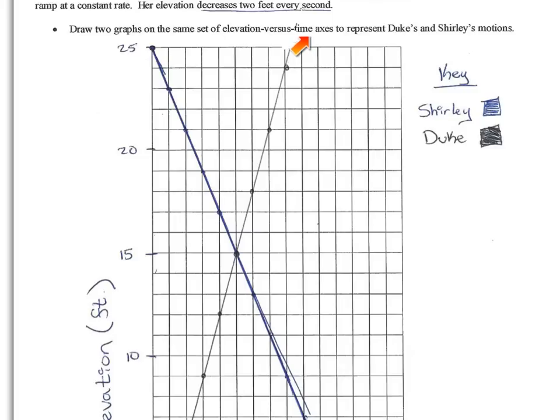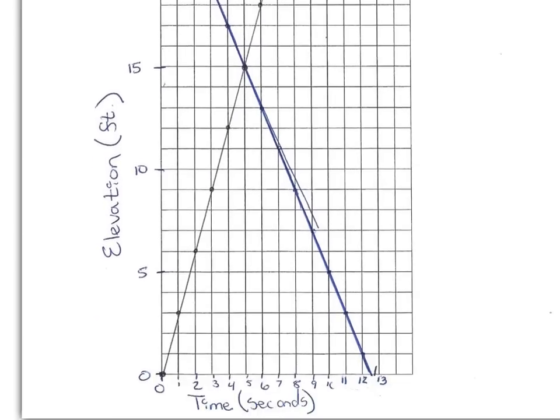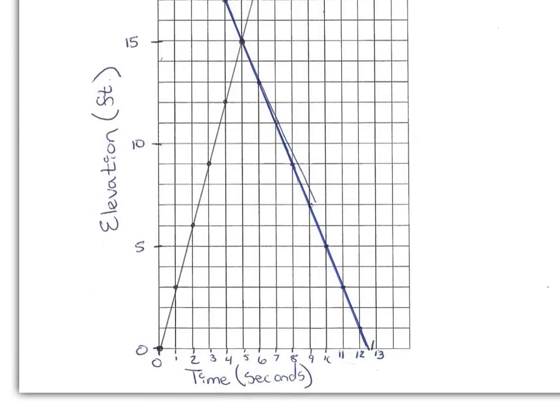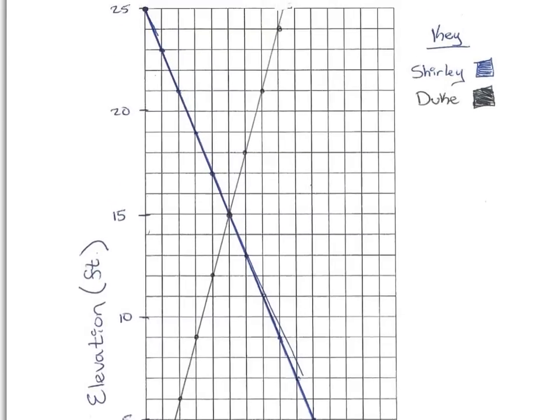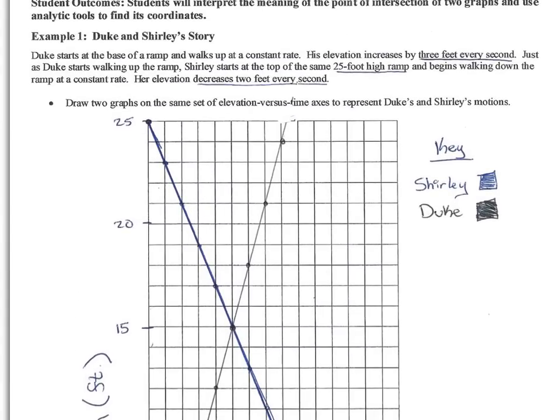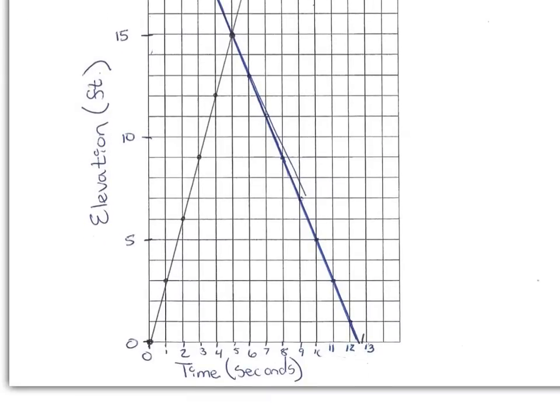Time is called our independent variable. It's going to go on the x-axis, and elevation is going on the y-axis. Now I know my time is in seconds because it says the elevation is changing feet per second. So time is in seconds, elevation is in feet. I chose to go up by ones on the seconds. I did start at time 0. It means the very beginning.